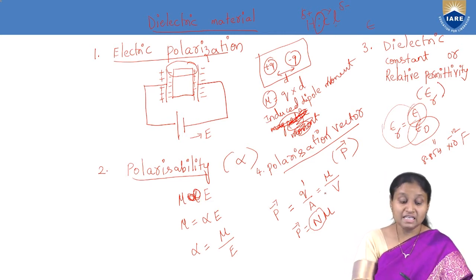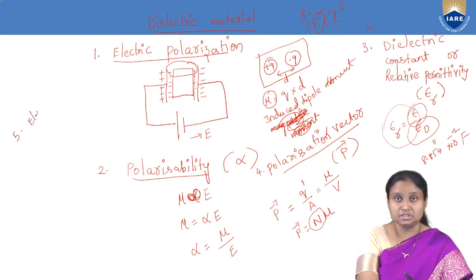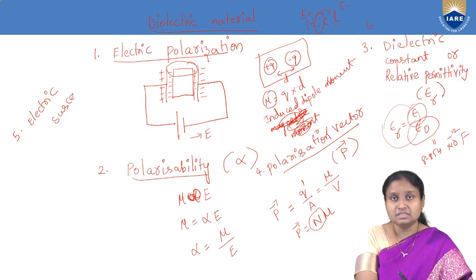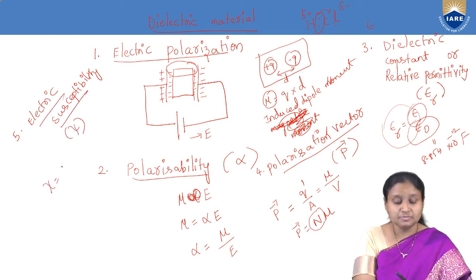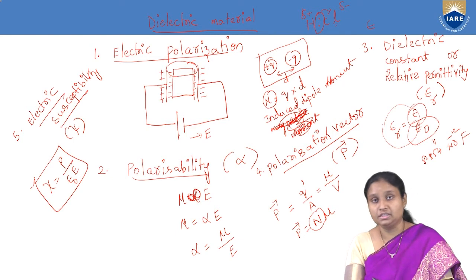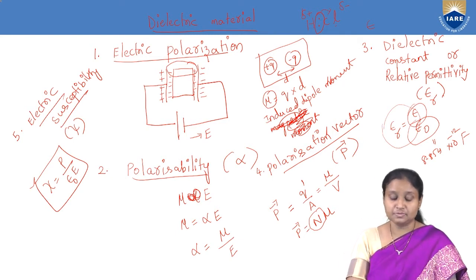Then we have one more term, called electric susceptibility. It is given by chi, and it is the ratio of the polarization vector to the electric field applied. So this is the definition of susceptibility.